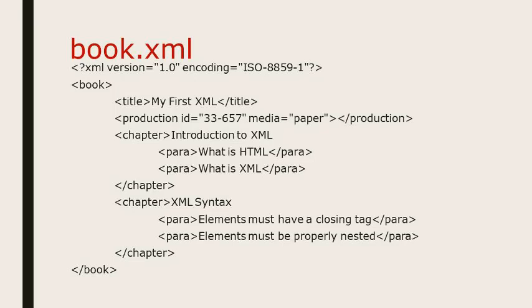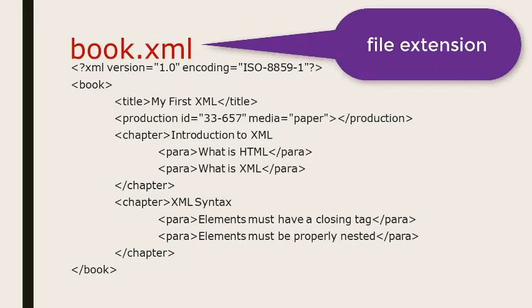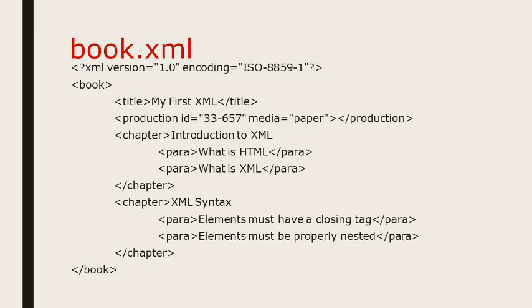Take a look at the screen for your first XML file, an example XML file. Its name is book.xml. So take a look at the extension also. All your XML files will have the extension .xml. And the first line is the declaration, and then you can see plenty of elements.